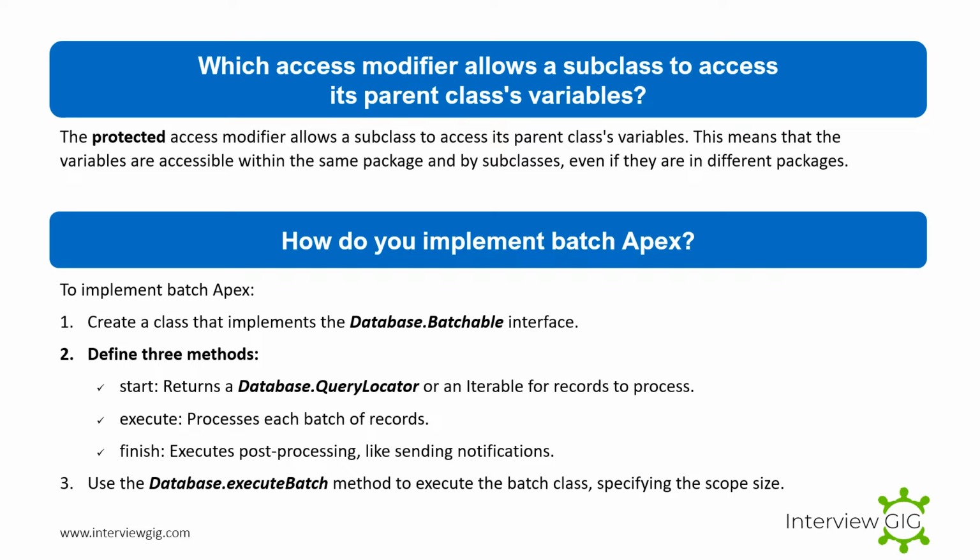How do you implement Batch Apex? 1. Create a class that implements the Database.Batchable interface. 2. Define three methods. start returns a Database.QueryLocator or an iterable for records to process. execute processes each batch of records. finish executes post-processing, like sending notifications. 3. Use the Database.executeBatch method to execute the batch class, specifying the scope size.